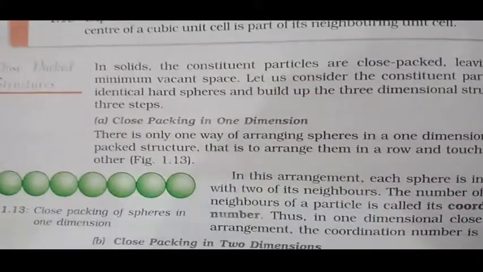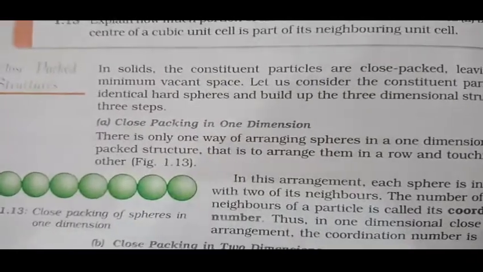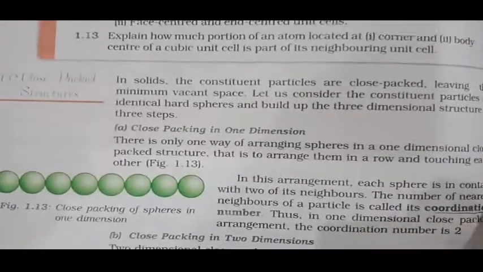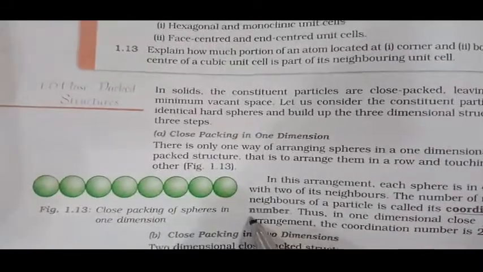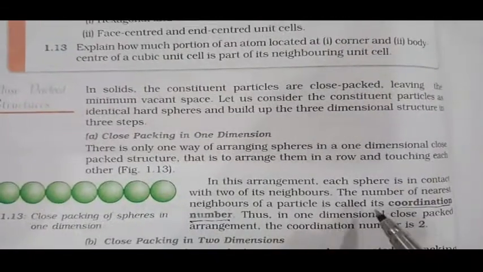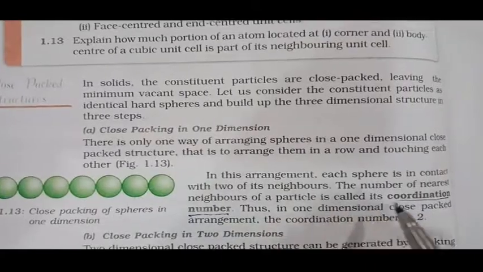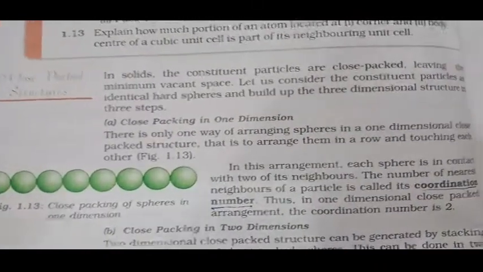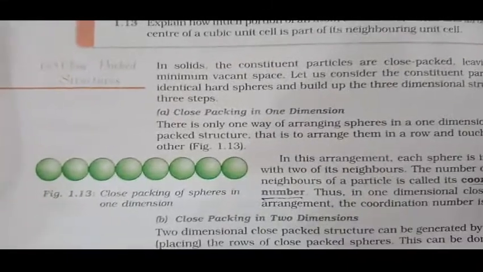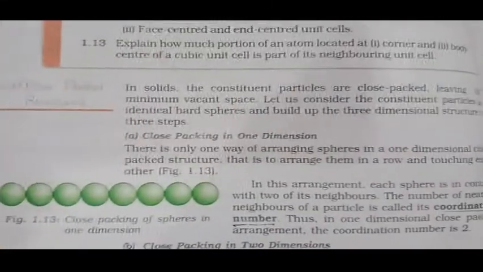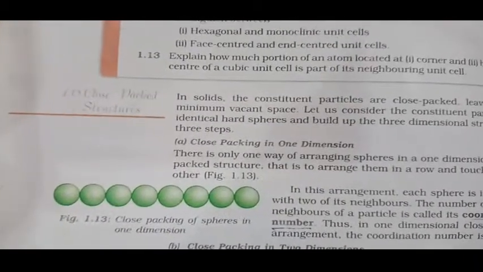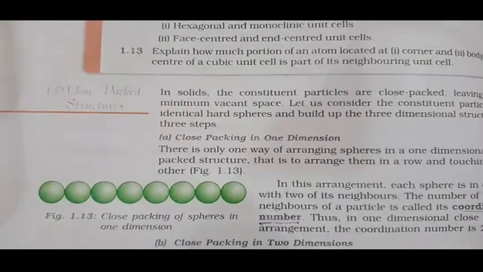So in the first dimension, close packing in one dimension, first of all we have to know one more definition which is written here: coordination number. What is this? The number of nearest neighbors of a particle is called its coordination number. So we are talking about one dimension, meaning when there is one axis. Before discussing all these topics in close packing, we are considering all the particles like a sphere.